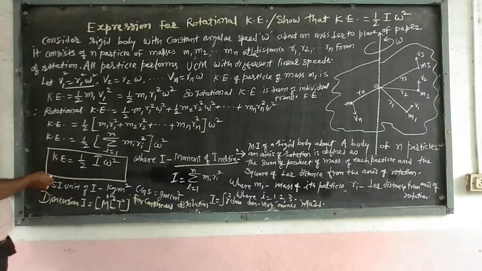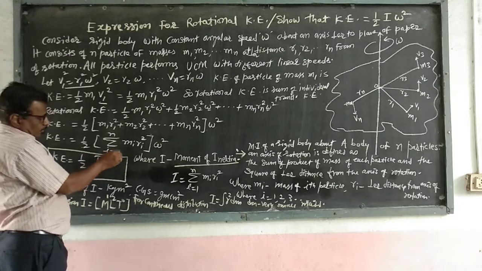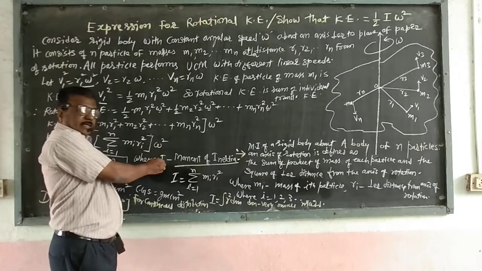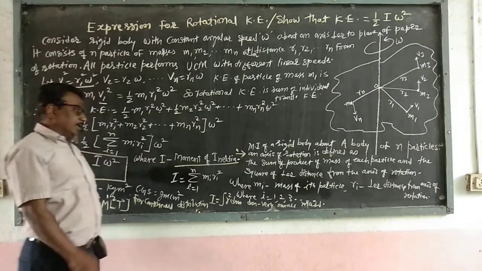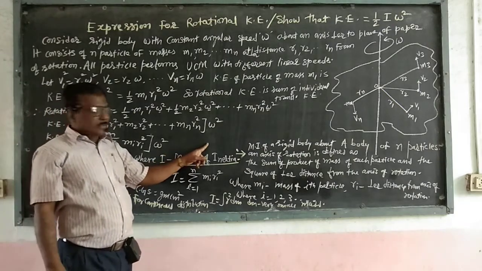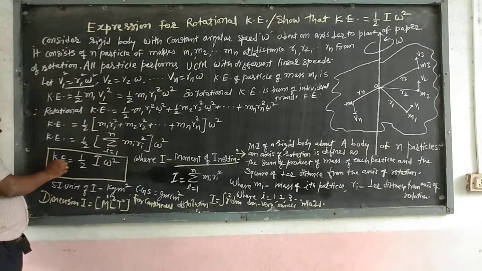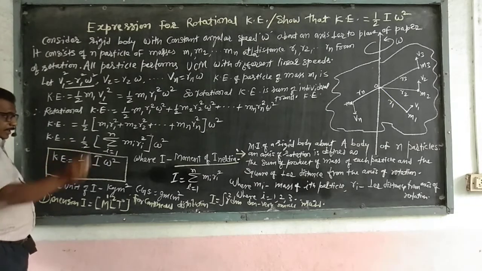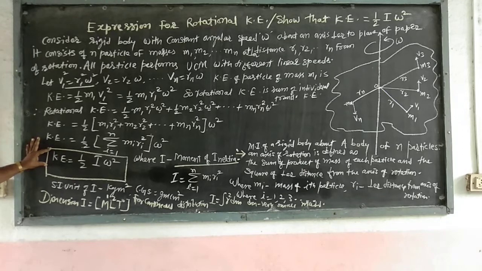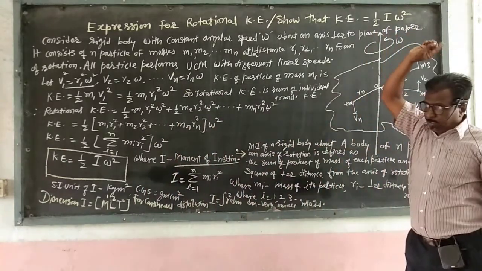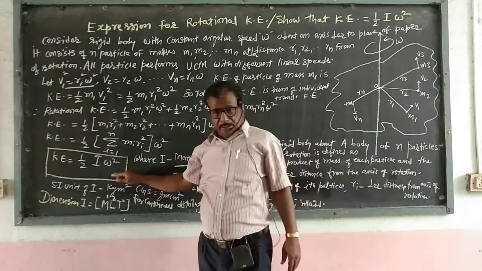But we know that summation of i equal to 1 to n m_i r_i square is nothing but what is represented by letter capital I, and capital I is called the moment of inertia. So we replace the moment of inertia capital I in this equation, and we get kinetic energy equal to half I omega square, where I is known as moment of inertia. When we are asked to derive the expression for rotational kinetic energy, or prove or show that kinetic energy equals half I omega square, then the answer to that question is completed here.